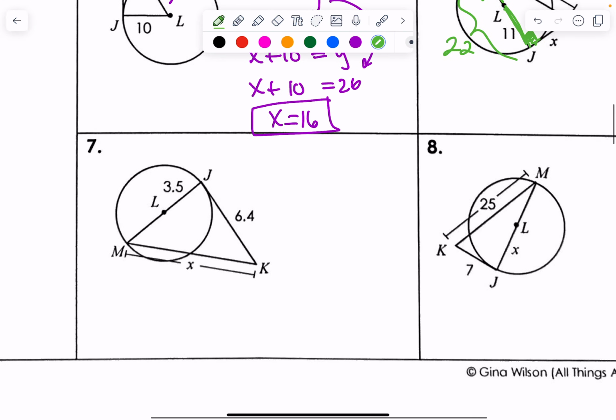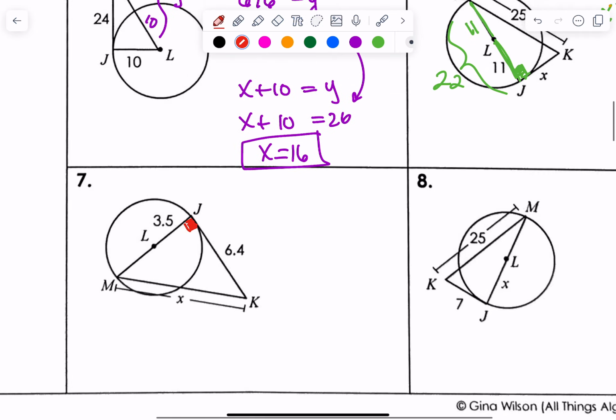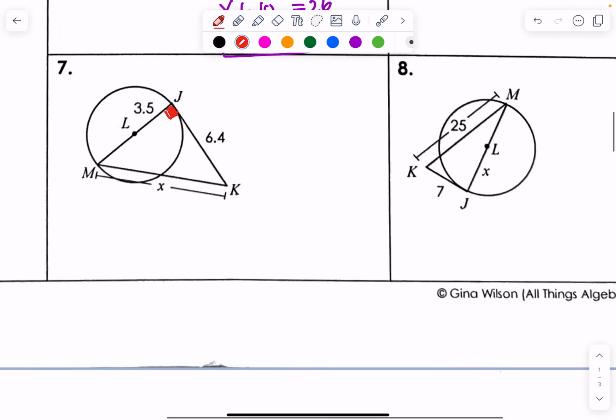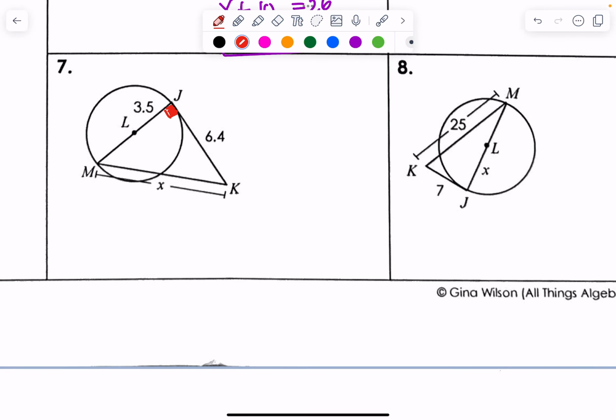Let's look at number 7. Now this one's just a little trickier because it just looks different than the other ones we've done. This takes up more of the triangle, but ideally JK, plus I think the instructions say that each time it's called JK. That's my tangent line. So again, if this is 3.5, then this is 3.5, which makes this side 7.